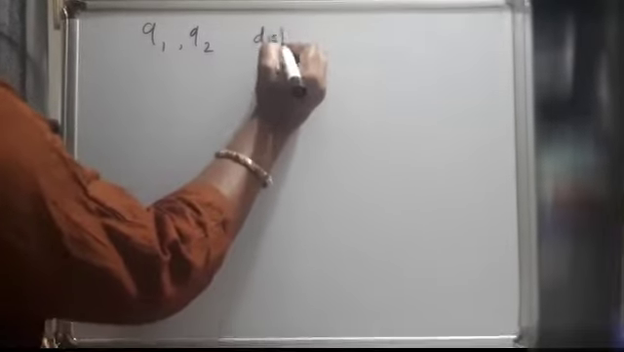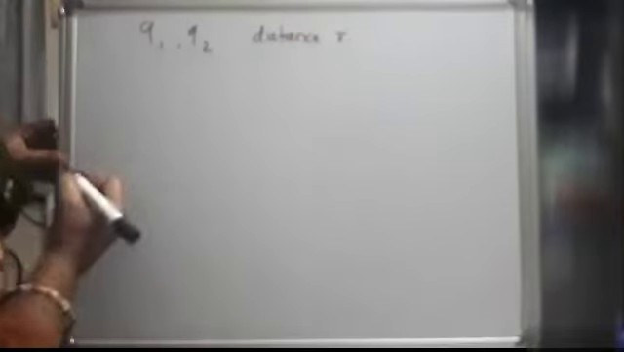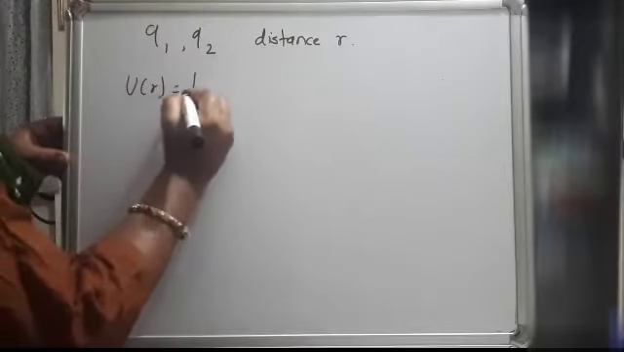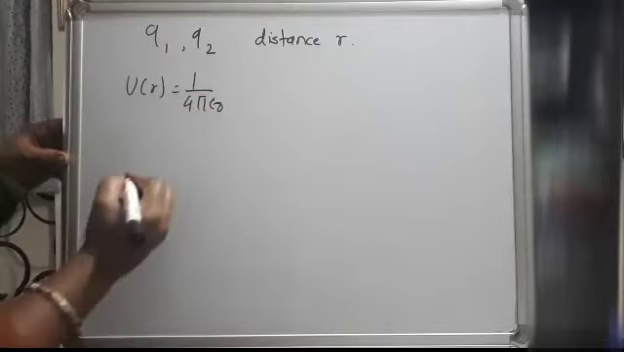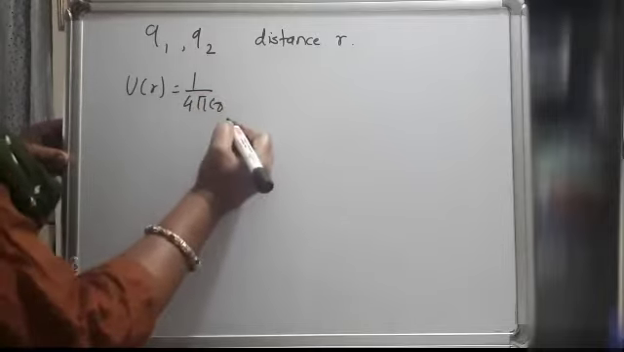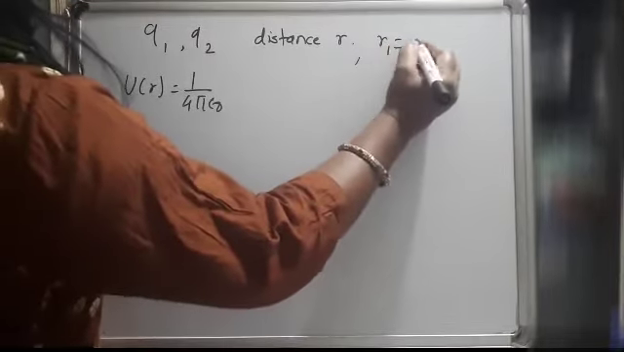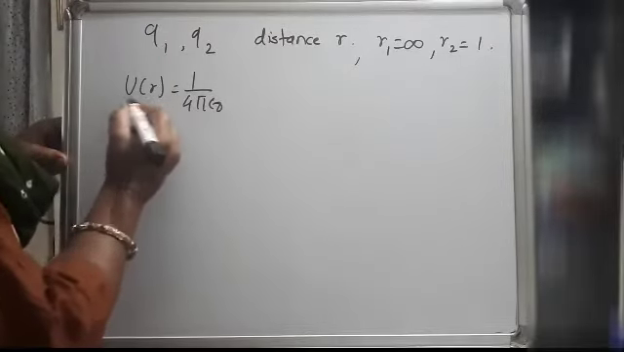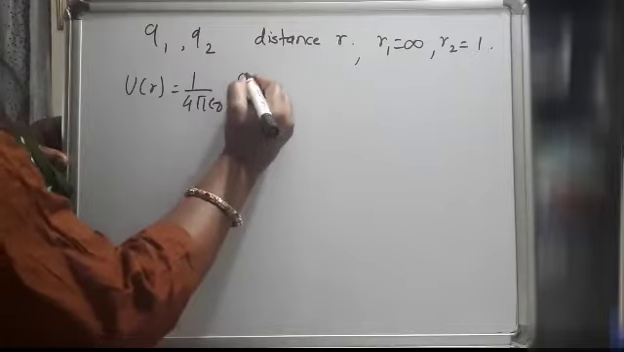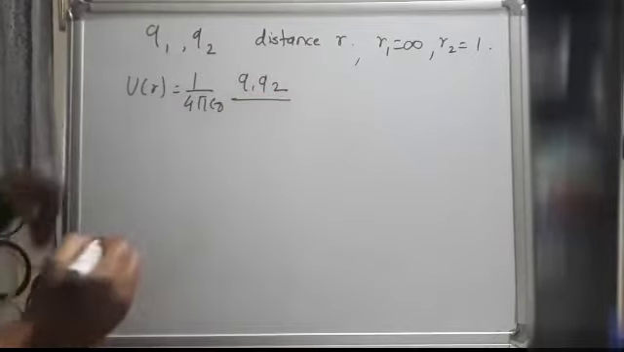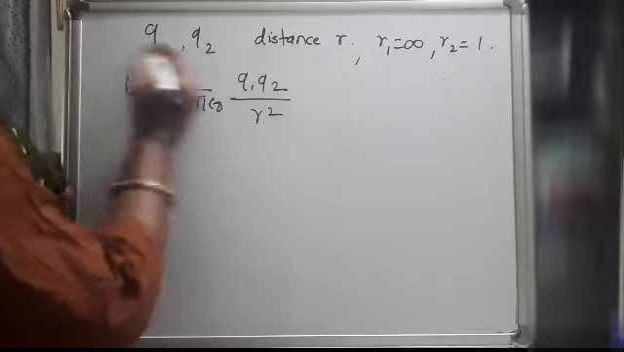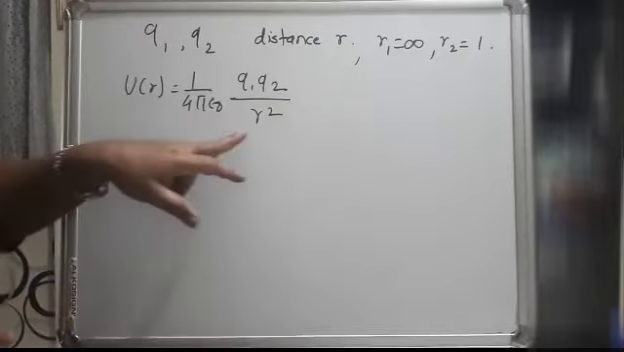For two charges Q1 and Q2 separated by distance r, the potential energy U(r) is 1 upon 4 pi epsilon 0. We know that the integration is from r1 to r2, but r1 is infinity and r2 is r. Then the potential energy is 1 upon 4 pi epsilon 0 q1 q2 upon r. This is the equation of potential energy when the two charges are separated by a distance r.